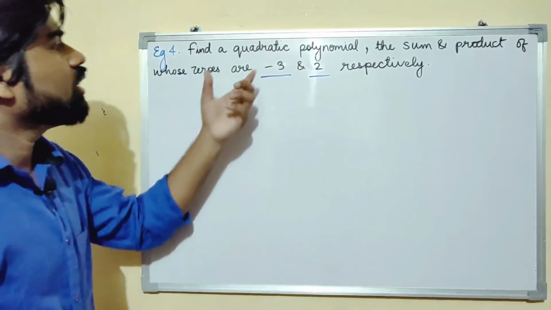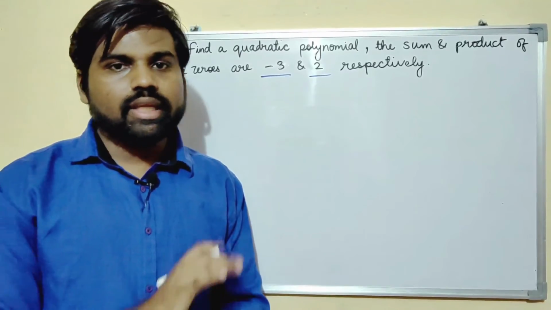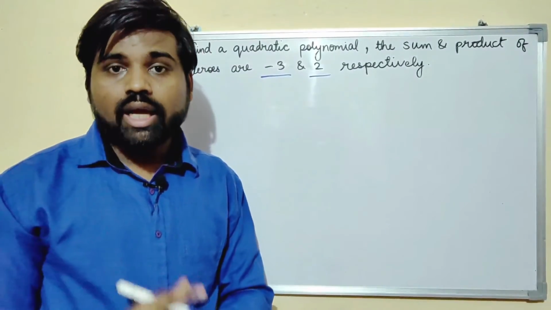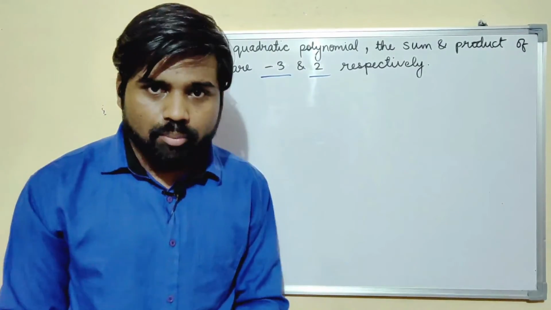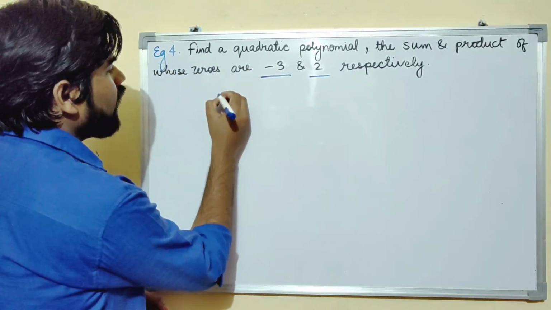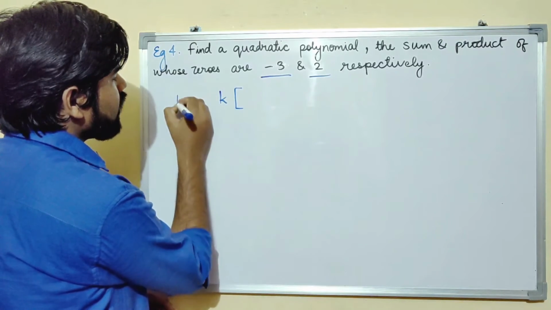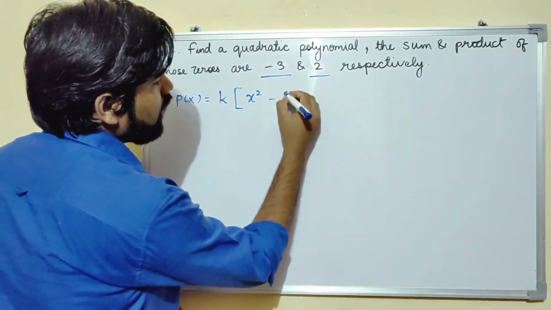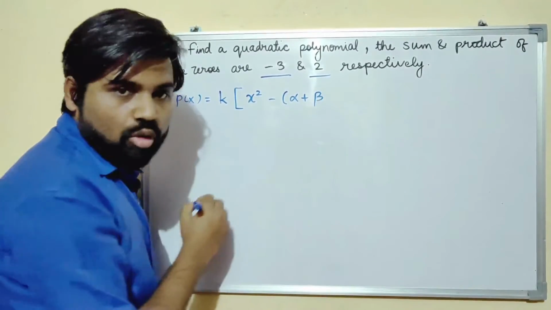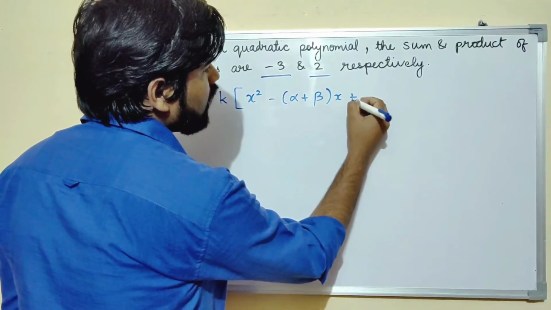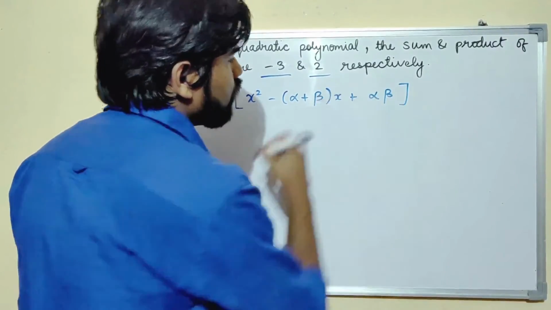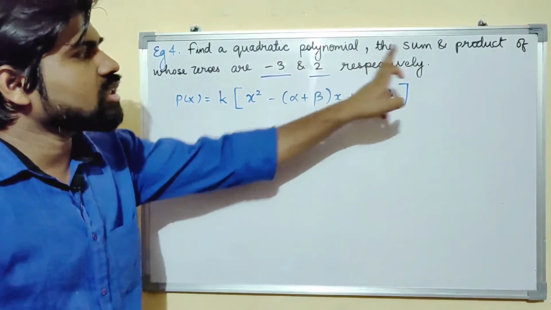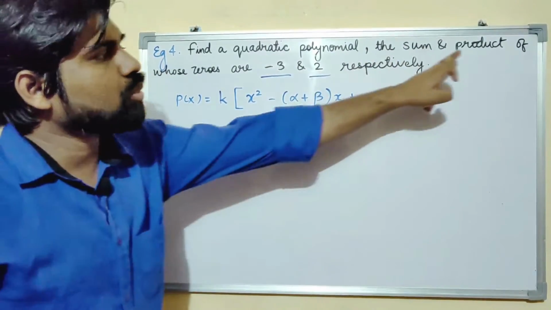Now in this question, they are asking you for the quadratic polynomial. They have not given you the quadratic polynomial, that means you have to frame it. In the beginning of this video, I gave you a formula for how to make the quadratic polynomial. It is p(x) = k times (x square minus (alpha plus beta), that means sum of zeros, into x plus alpha beta, that means product of zeros). Now you are given the sum of zeros, minus 3, and 2 is the product of zeros.